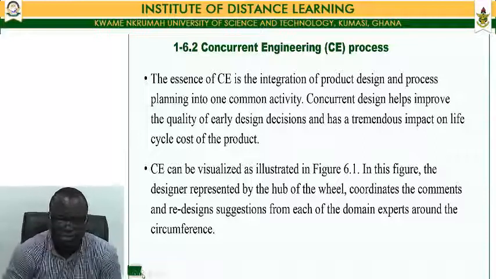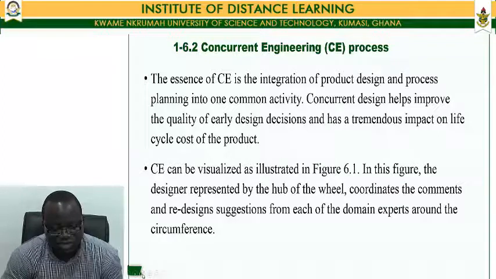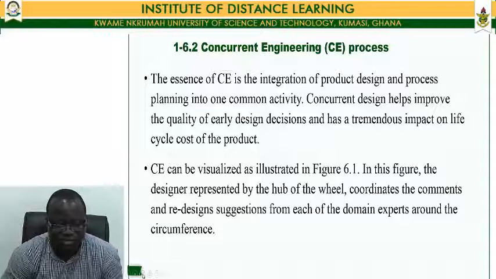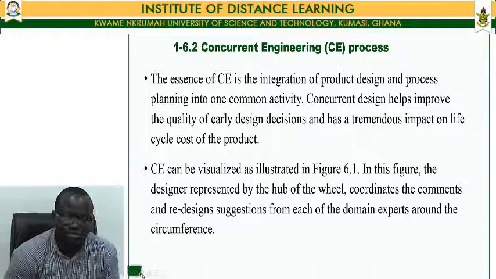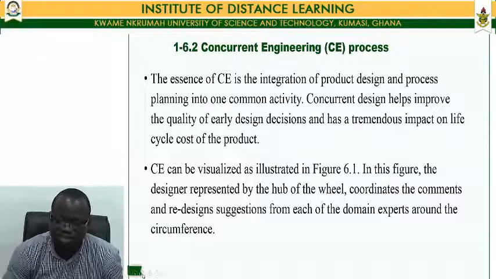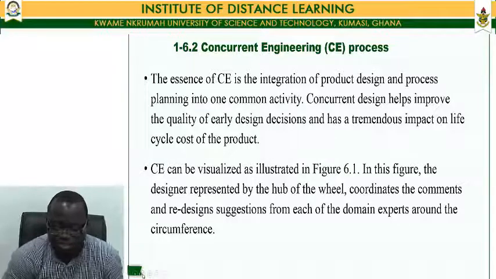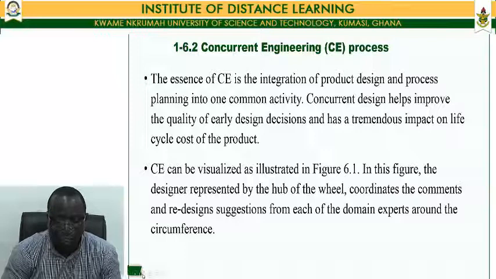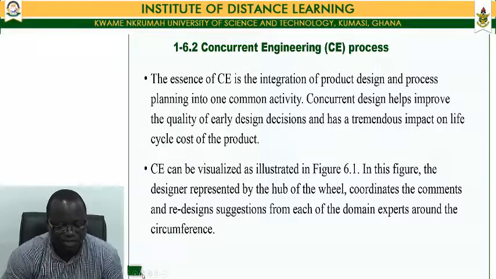Now, when it comes to the concurrent engineering process, as we have already defined, it's basically the integration of product design and process planning into one common activity. It helps to improve the quality of the early design decisions that obviously has a tremendous impact on the life cycle cost of the product, because when you are designing and you make some decisions, it takes the design into a particular direction, and based on the direction the design goes, it may have a serious impact on the final cost of the product.